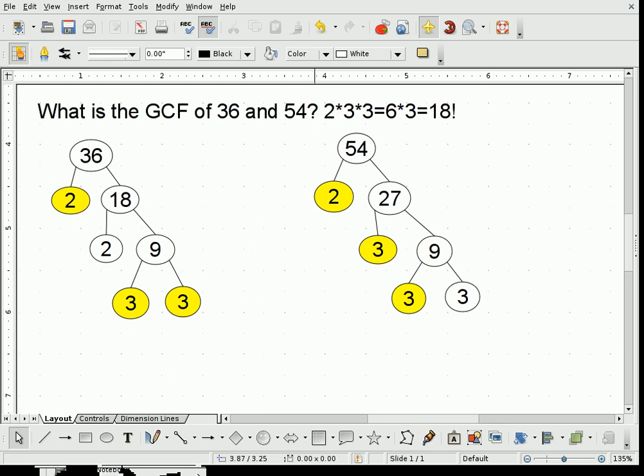And in our next segment, we will take a look at, once we know the GCF, how we find the LCM, or the least common multiple, between two numbers.